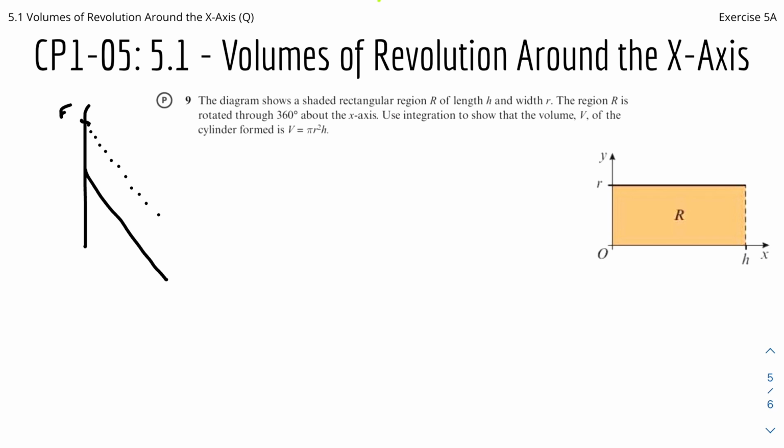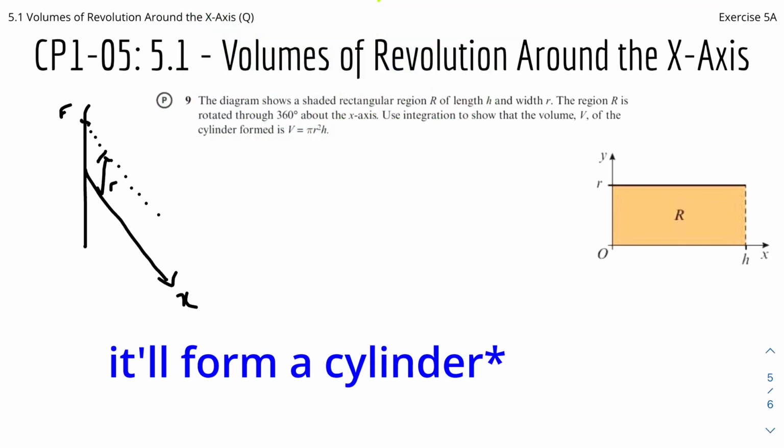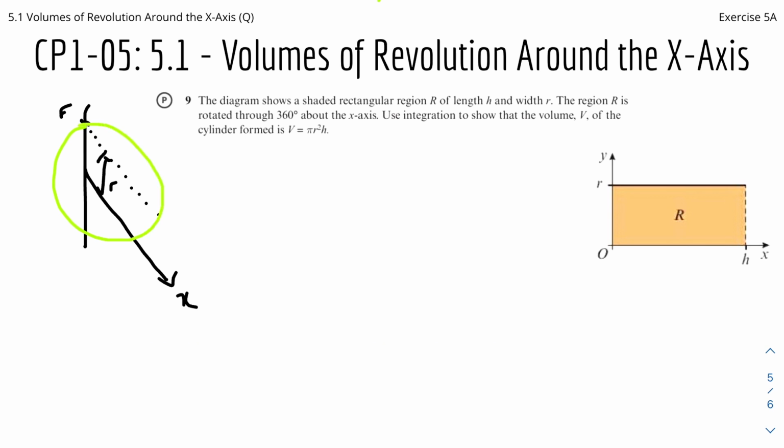And if we were to rotate it around the x-axis, we know that, let's call this radius r. That means if we were to rotate around the x-axis, all the radius would be r. That means basically it'll form a rectangle, like so. It'll just rotate around the x-axis with radius r. From the origin point it'll be r. So it'll basically form a cylinder.